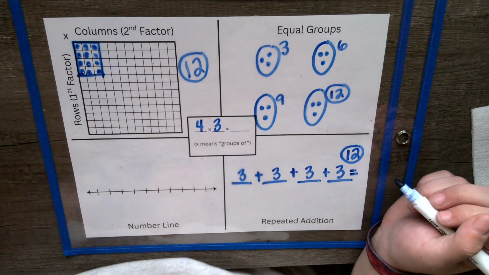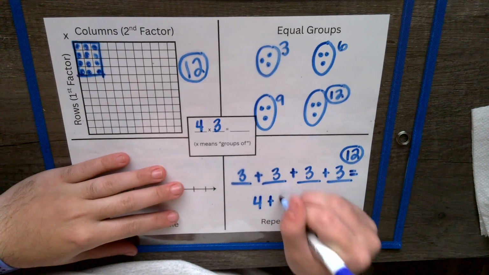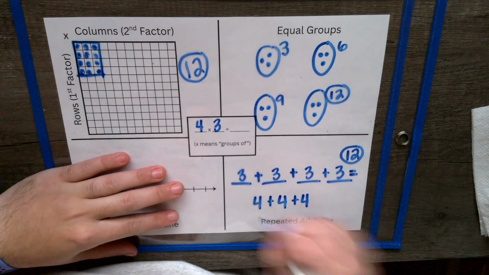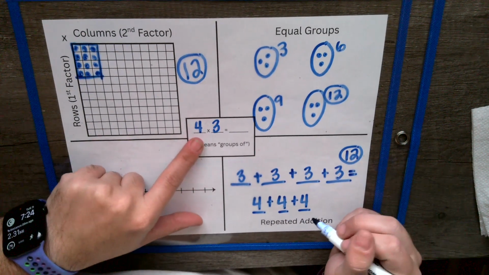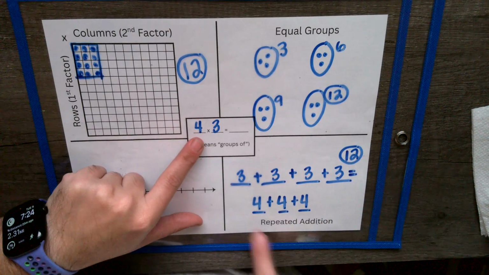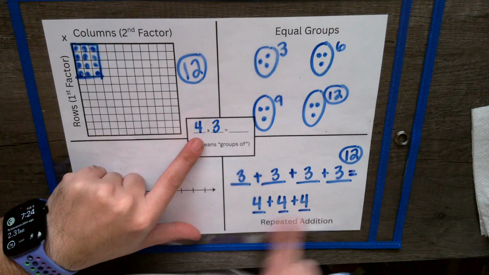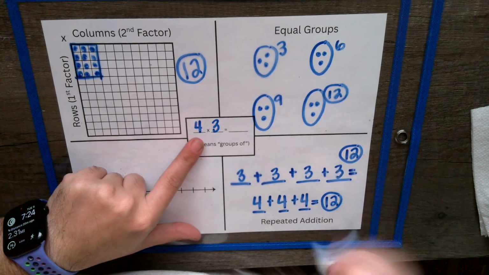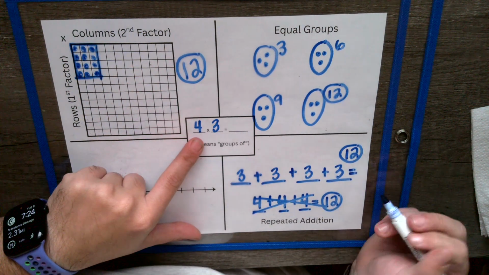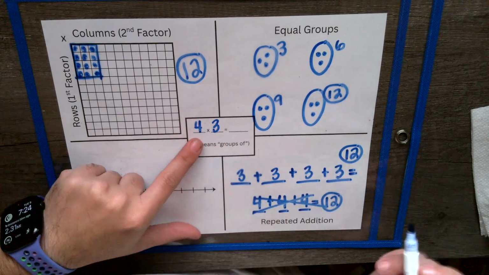What often is mistaken as repeated addition in this sense is having 4 plus 4 plus 4. Because we see 4 as the first factor, we assume that we are supposed to be adding 4s. However, this sentence says 3 groups of 4, because I have 3 groups of 4. Although they both do equal 12, this is not the addition sentence that you are looking for. You are looking for 4 groups of 3.